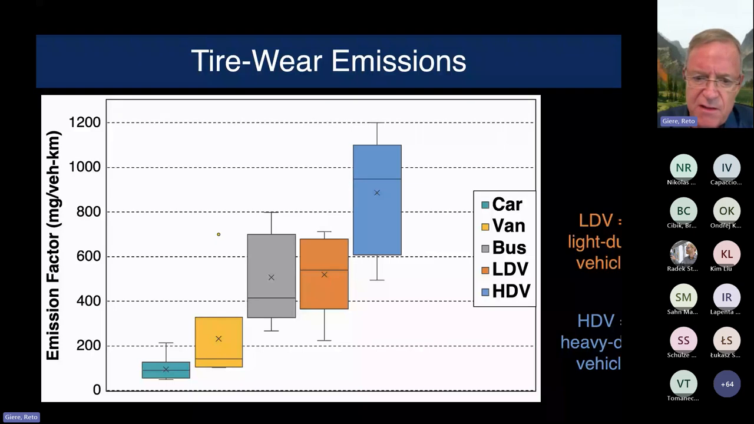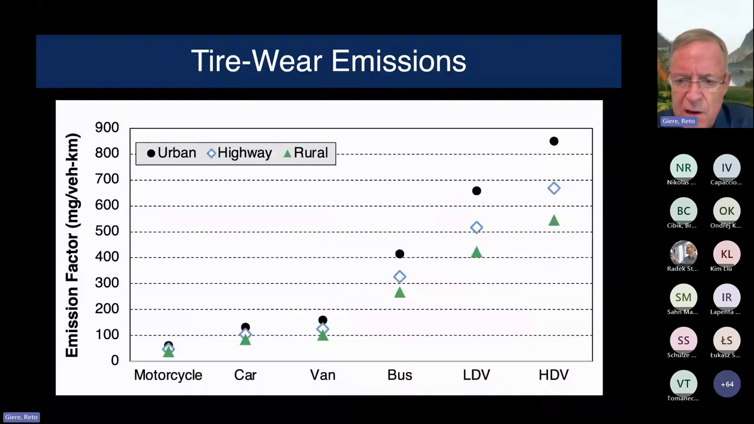Now, the same trend also holds when we look at different types of roads, because the surface of the road also has an impact on how much tire is abraded. And you see here, urban or highway or rural roads, they all show the same trend. Increasing weight, increasing emission. All right, so that tells us already something, that a smaller car emits definitively less.